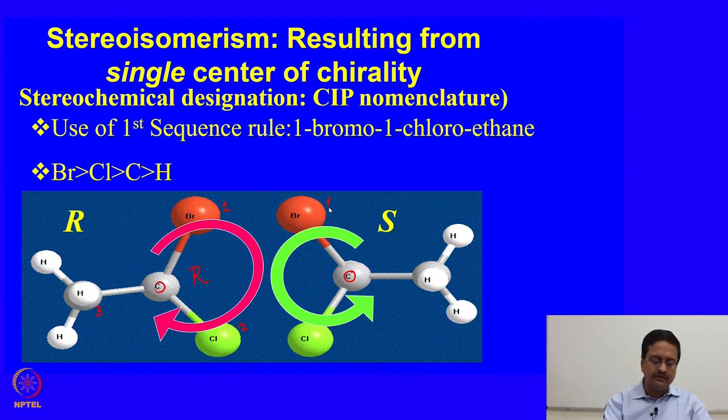case, the bromine is 1, chlorine is 2 and that methyl group is 3. So 1, 2, 3 is a rotation in the anticlockwise direction. So this is the S isomer of 1-bromo-1-chloroethane.